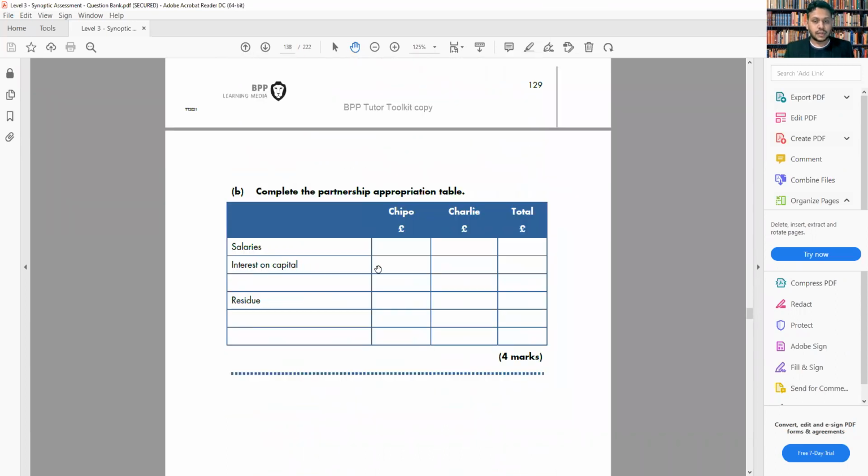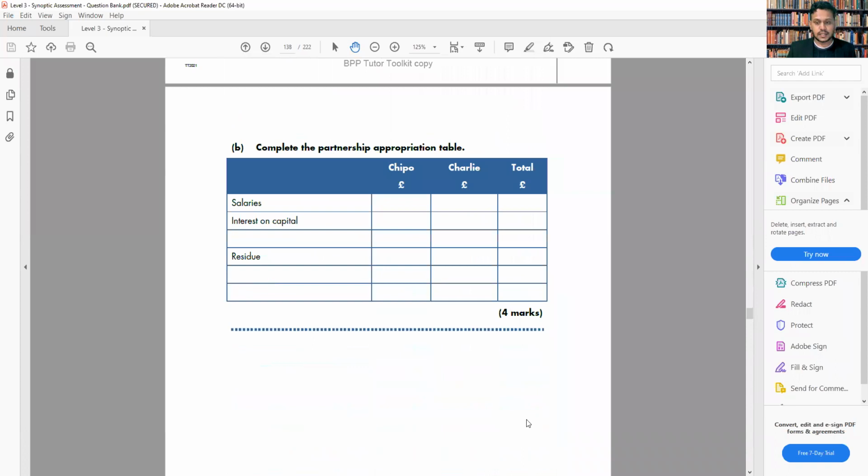So we have to write it down and find how much the information here comes to. Salary for Chipo is 2,000, and for Charlie 2,500. So the total salary is 4,500. Interest on capital is 2,400 for Chipo, 2,400 for Charlie. 4% on 60,000 will give you 2,400 each, so 4,800 here. And if you add it up, Chipo has 4,400, Charlie 4,900, and we have 9,300 in total.